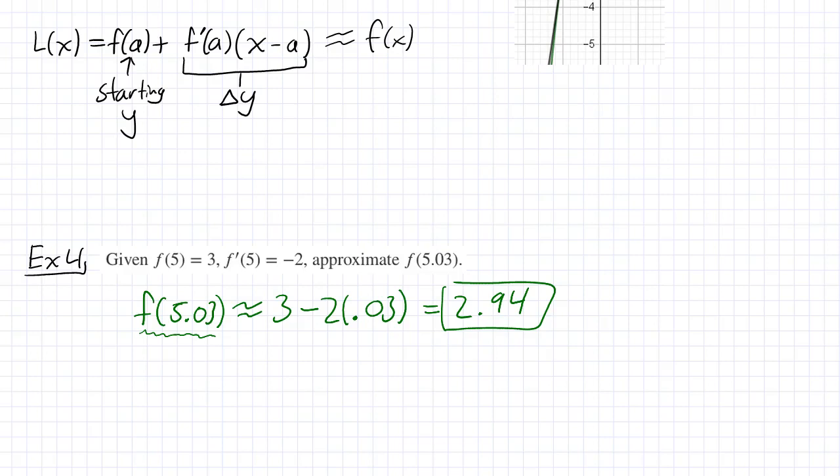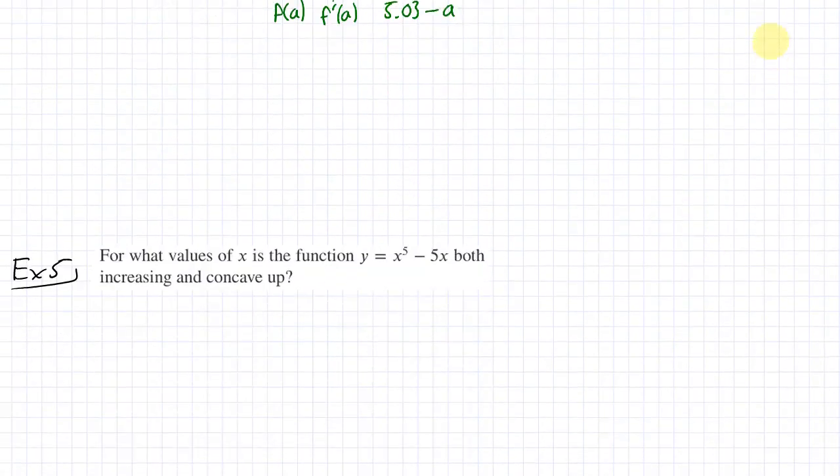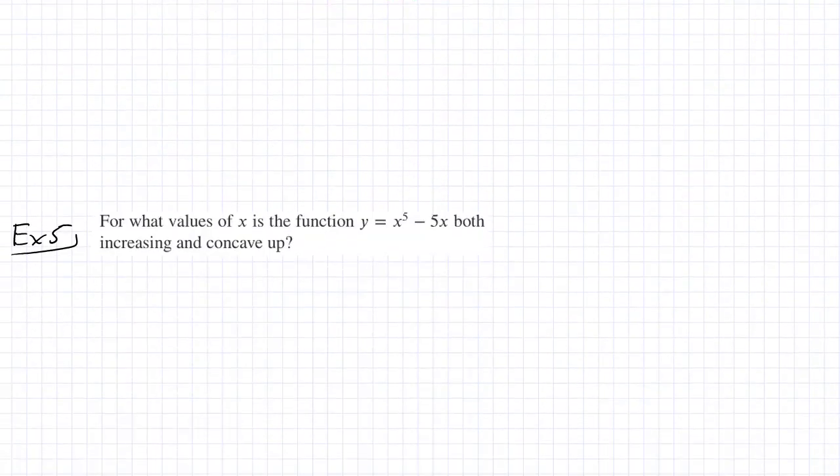And that's an approximation for f of 5.03, and that is using this rule. Basically, this is our f of a value there, -2 is the f prime of a there, and then when you do 5.03, our value of x, minus our value of a, that's what you get, 0.03. Okay, here's another example.